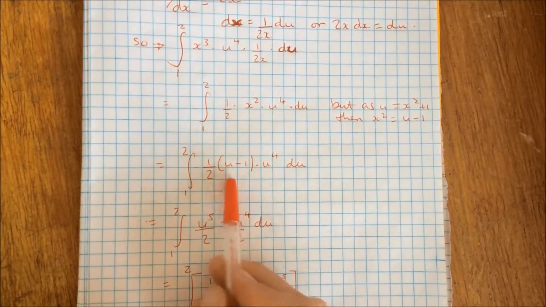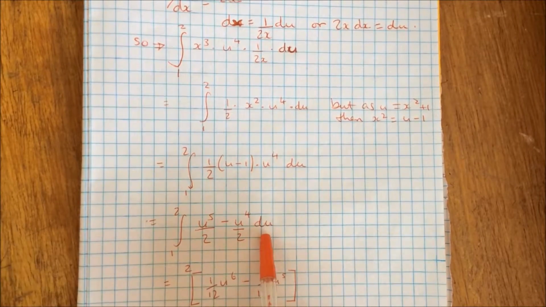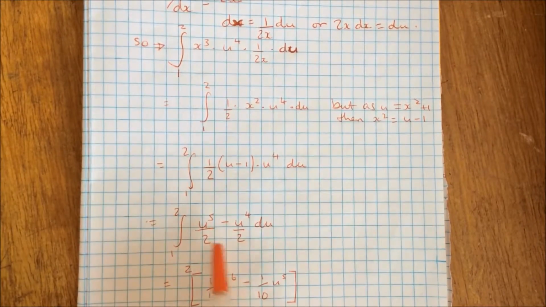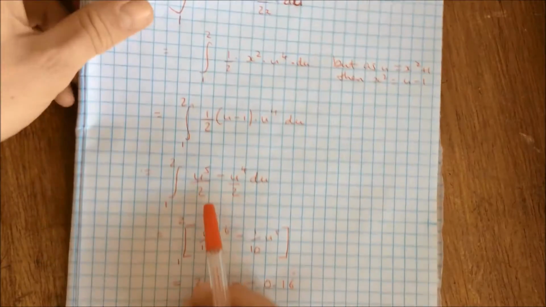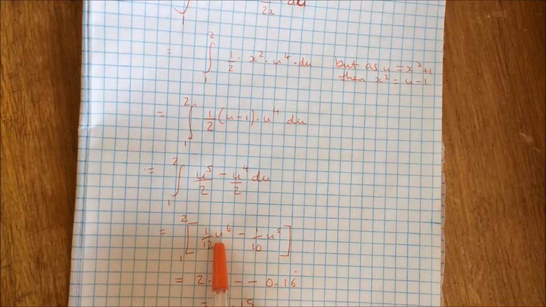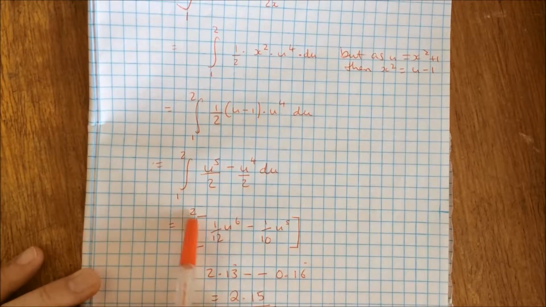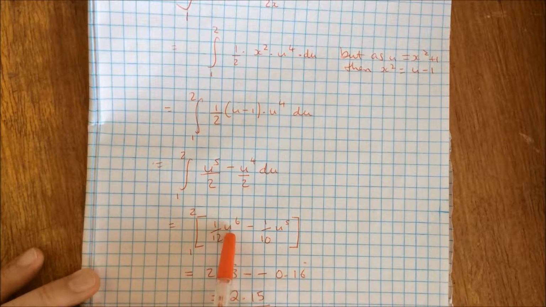Multiply that out. That gives me a half u to the 5 minus a half u to the 4 du. For standard rules of integration, increase the power by 1, divide by the new power, gives me 1/12 u to the 6, take away 1/10 u to the 5. Nothing too difficult in there. Chuck in the value of 2 for u there.